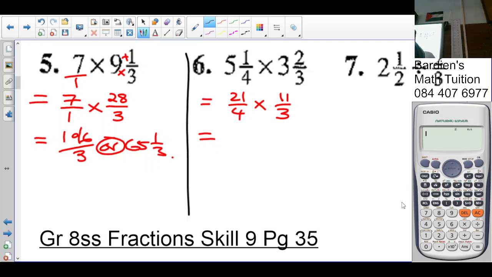So 3 goes into 3 once, 3 goes into 21 seven times. Is there anything else that can simplify it? So 11 times 7, 77 over 4. If you want, again, you can convert it into a mixed number. Any questions here? Any confusion?